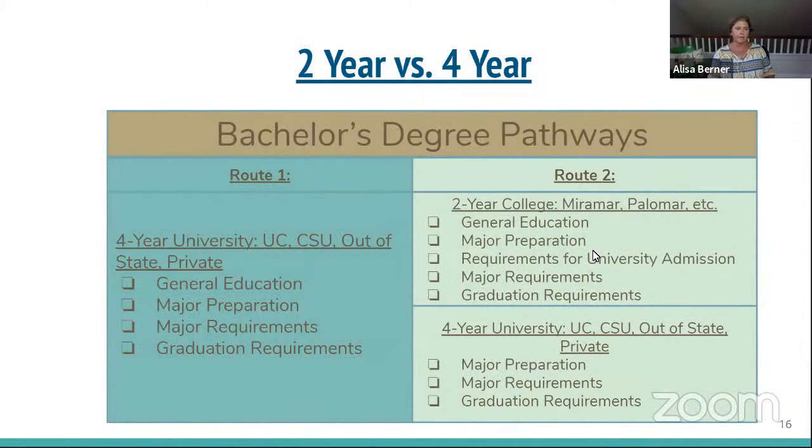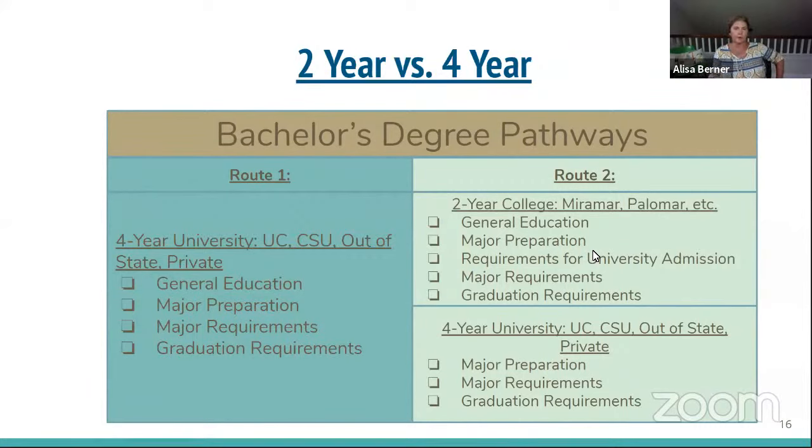So here are the different routes. If you go straight to a four-year school, you're doing your general education, your major preparation, your major requirements, and your graduation requirements, all at that four-year school. You're starting off as a freshman. You're getting to know people. You're probably living in the dorms. You're getting connected.